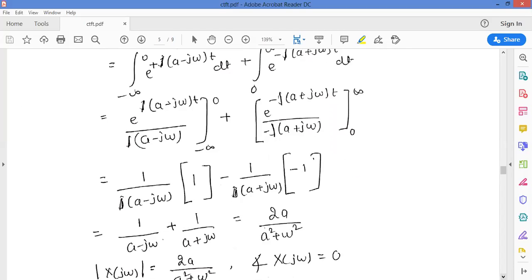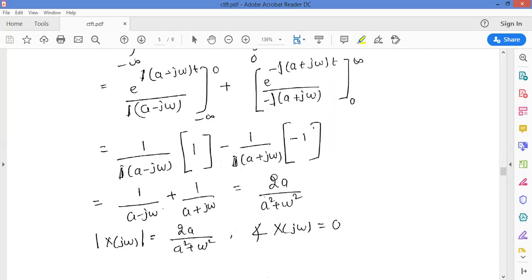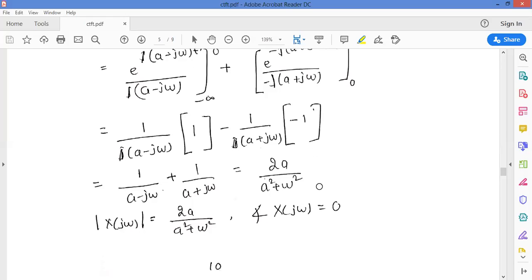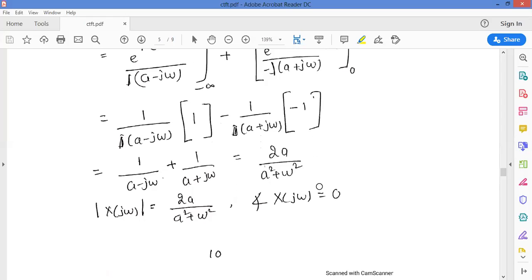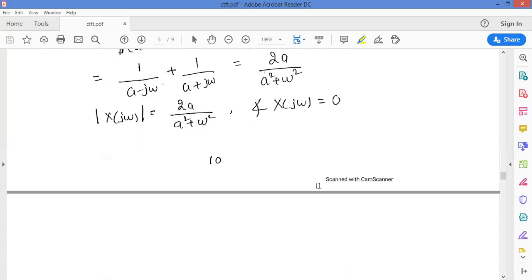So what is your magnitude value? Magnitude value is totally a number. 2a is a number, omega is a number. Therefore, totally it will become a number. And what is the angle? This answer is not in the format of x plus jy. Therefore, when y is 0, angle is 0. Therefore, angle of X of j omega will become equal to 0. Therefore, this is your magnitude and this will become your angle. Okay.